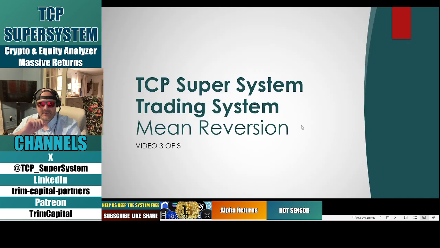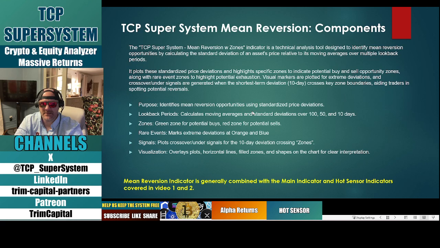And then tonight, we're going to be discussing our mean reversion piece of this system. Basically, it's a standard deviation methodology, right? So on the screen now, you'll see what this is. Essentially, it's a basic standard deviation methodology, looking at the asset's price action relative to different moving averages. And what we're doing is plotting three lines that will give you a pretty good indicator of the strength of the price action and the trend.